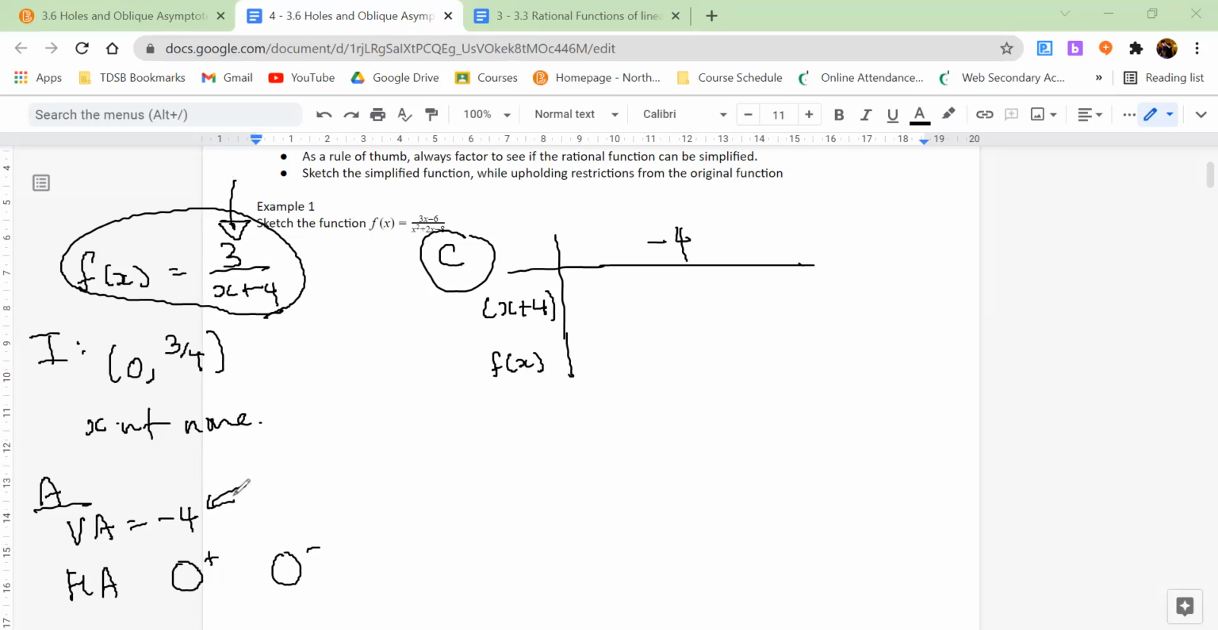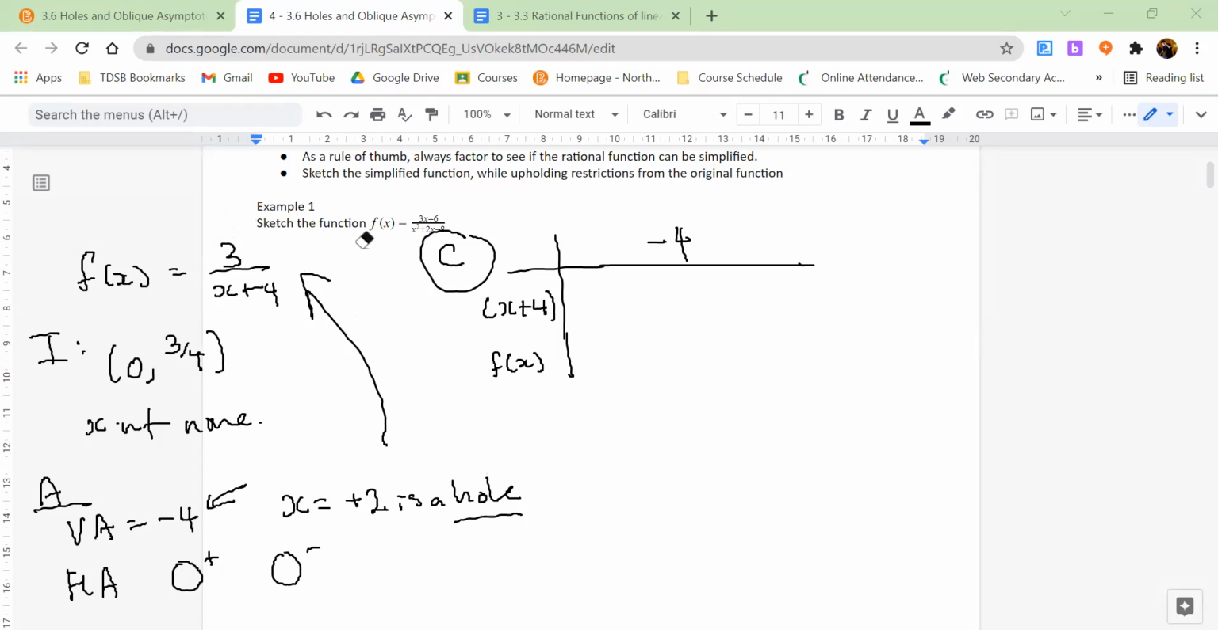So right here, the hole is really x equals positive 2. In other words, look at this function. Is positive 2 a special number in this new function? No. So you draw this as if nothing happened, but you have to go back and remember where this new function came from. The original, the absolute original, had a restriction of x cannot be 2. So you still have to make that known in our simplified function.